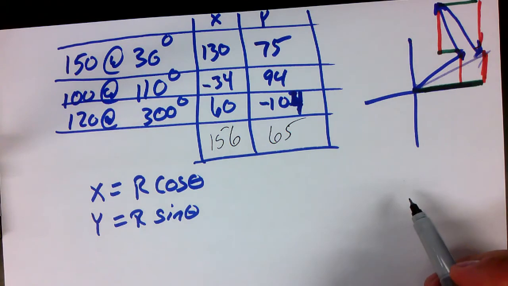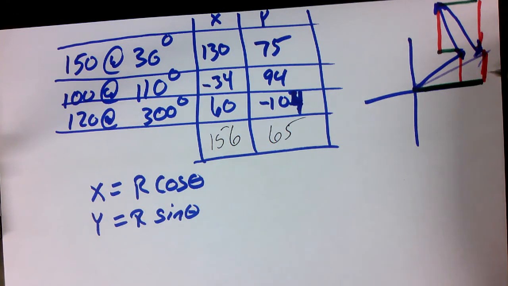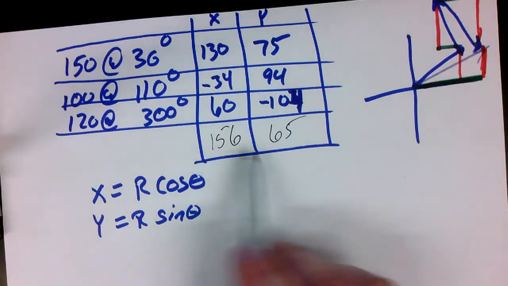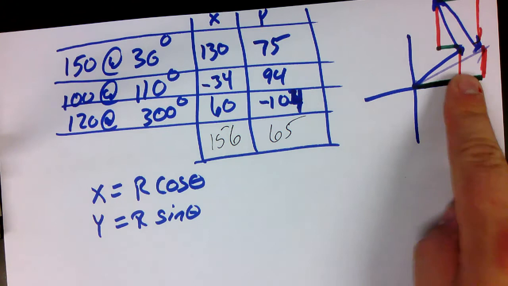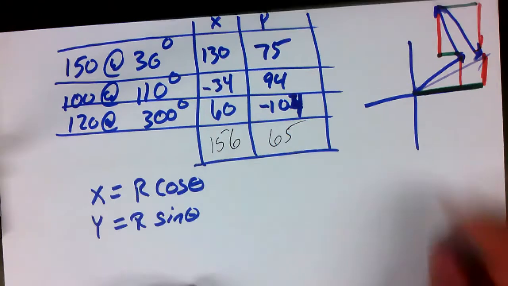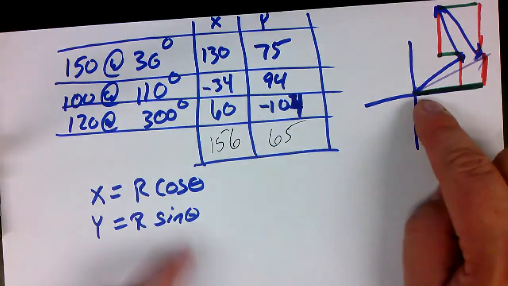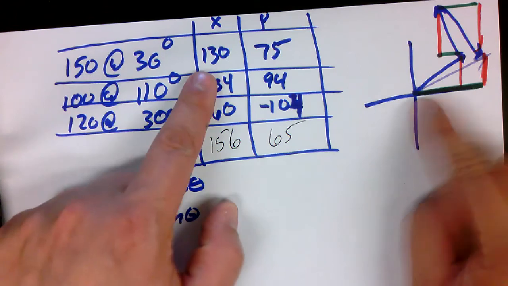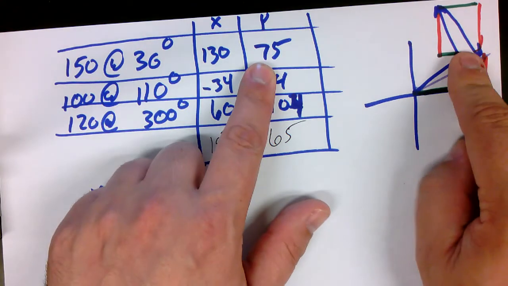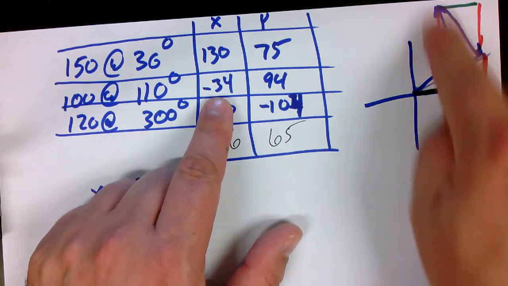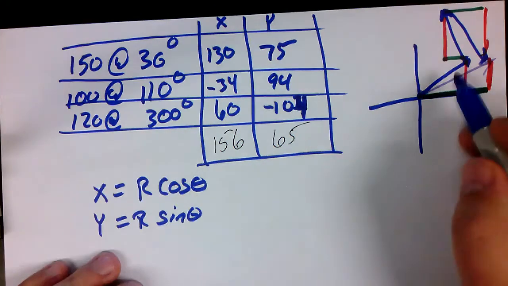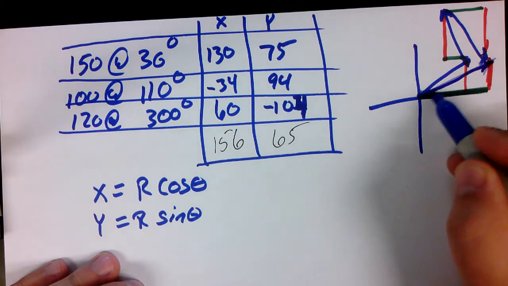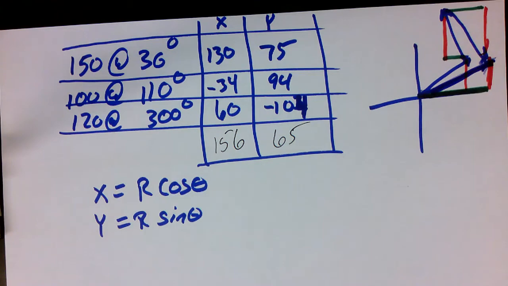That is the length of this red line right here. And so these values, 156 and 65, represent the components of the resultant. Each of these values up here represents the components of their individual vector. So the 150 went 130 on the X and 75 on the Y. They're negative 34 and 94. Get the idea.